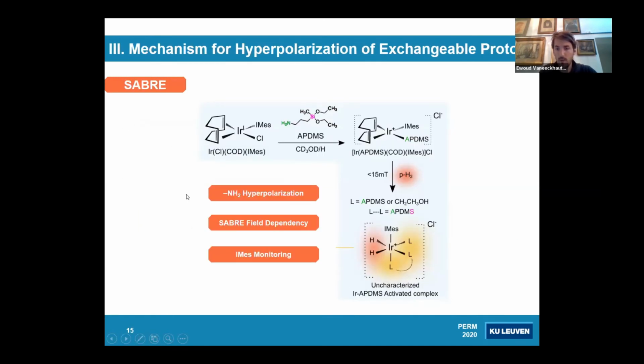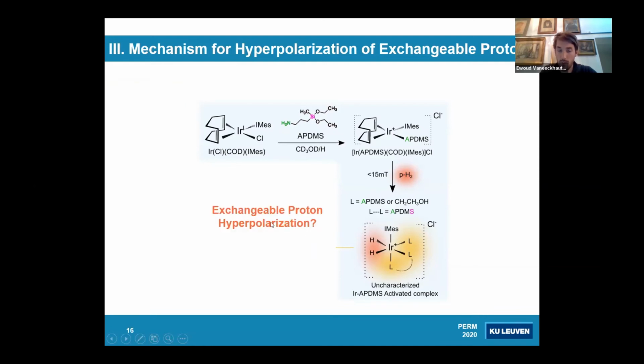The mechanism itself, so the first steps, as you noticed: we have the NH2 hyperpolarization, we have the field dependency, we have the monitoring of APDMS interacting with our ligands. So this is a sort of first effect of what is happening. The only step left is this one, the uncharacterized activated complex. We know we will have some hyperpolarization from the parahydrogen going through the NH2 bonds. And then afterwards, how is the exchangeable proton itself hyperpolarized?